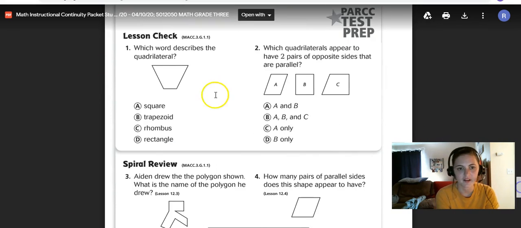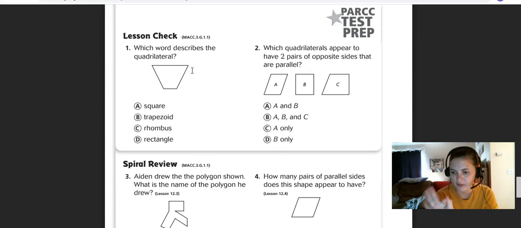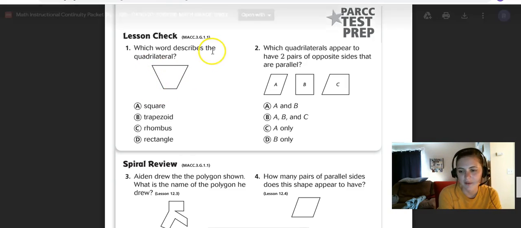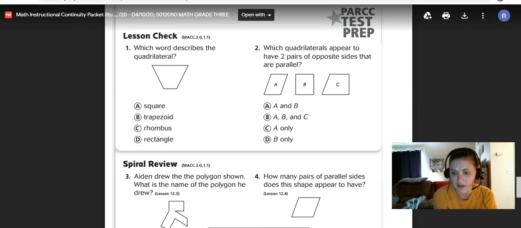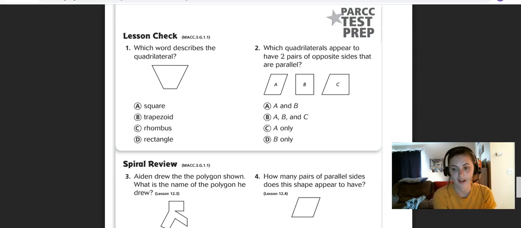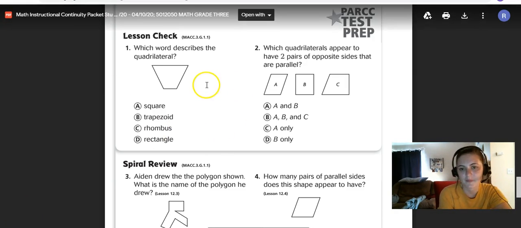Now let's go down here. This is a lesson check. So this is going to be kind of mostly on your own here. Which word describes a quadrilateral? So go through and see how many pairs of parallel sides do they have? Do they have any right angles? Do they have sides that are the same length? And see which one that is going to be.